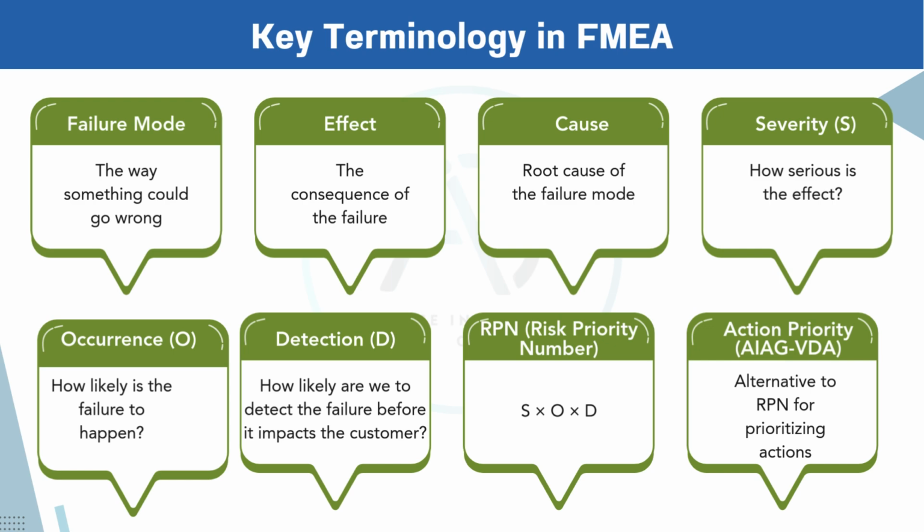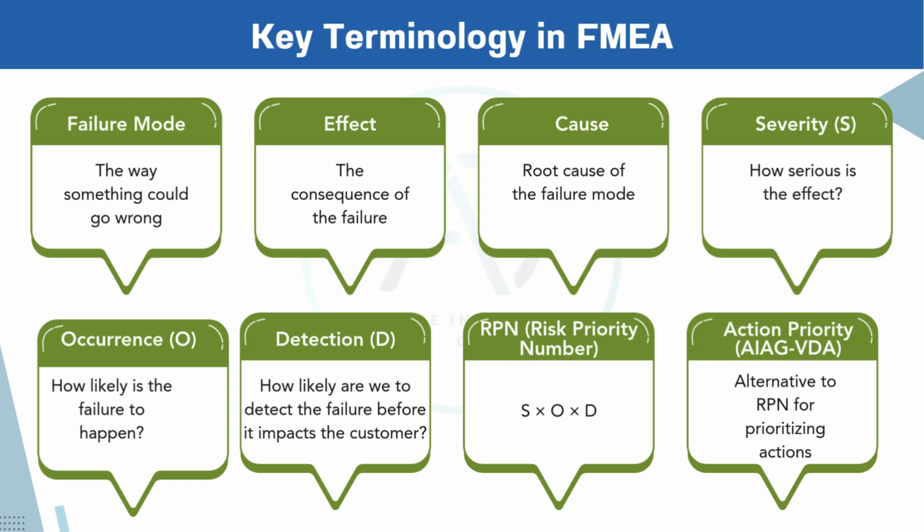2. Effect. This is the consequence of the failure. What happens when the failure mode occurs? It could be a delay in delivery, a defective product reaching the customer, or a safety hazard. 3. Cause, the root cause of the failure mode. Why did the failure happen? This could be due to improper training, worn-out parts, missing documentation, or poor design.